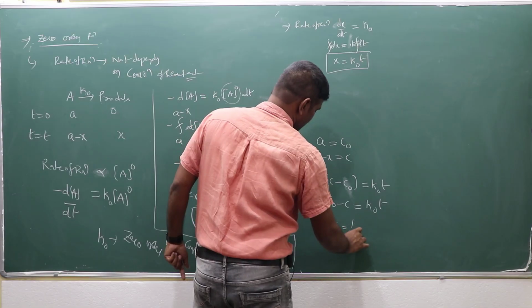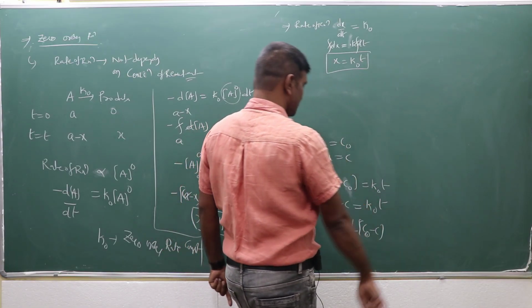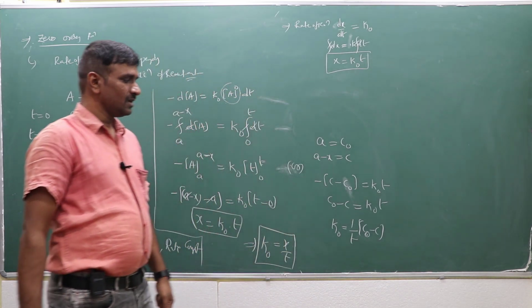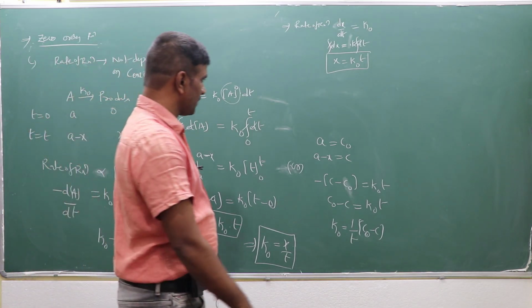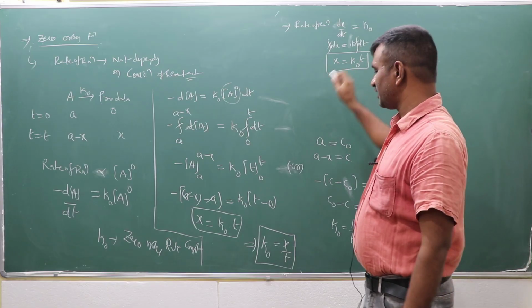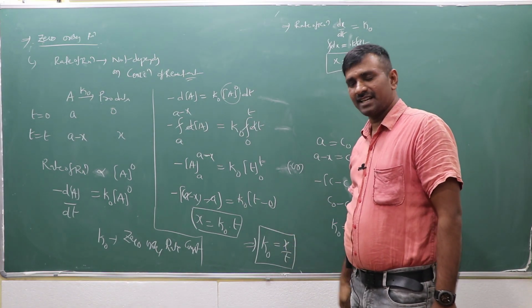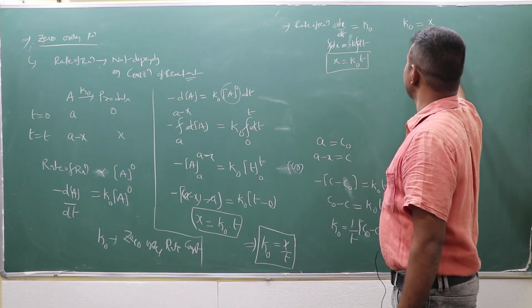Then k naught is equal to 1 by t into C naught minus C also. Sometimes it is also expressed like this; in some of the books it may also be mentioned. That's right. So now here, x is equal to k naught into t, or k naught is equal to x by t. Based on that, the units will be mentioned.